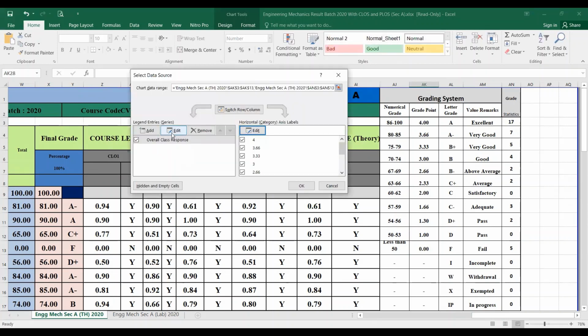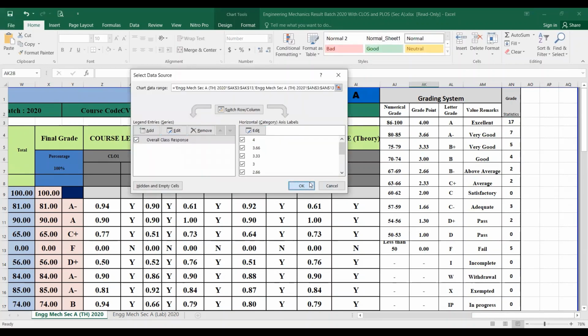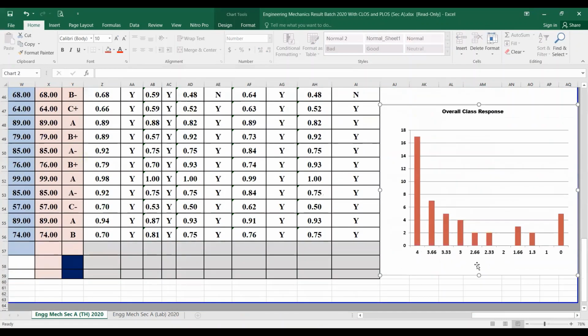If overall class response is added, you can see overall class response, and the data taken is this one. So now you can easily view via this graph how many students attain 4 GPA, how many students attain 3.66 GPA, 3.33, 2.66, 2.33. So you can see in this section overall how many students attain 4 GPA, how many students attain 3 GPA, how many students attain 2 GPA. For example, no one attained 2 GPA and 1 GPA.